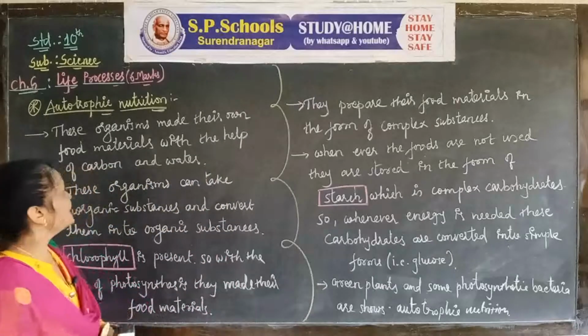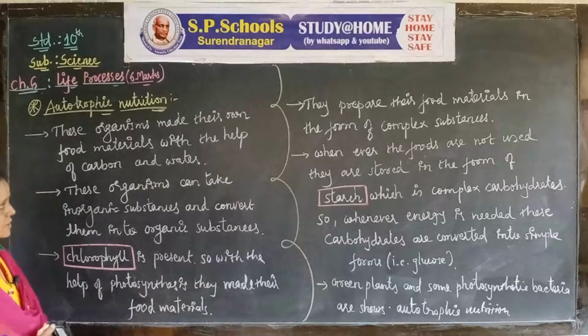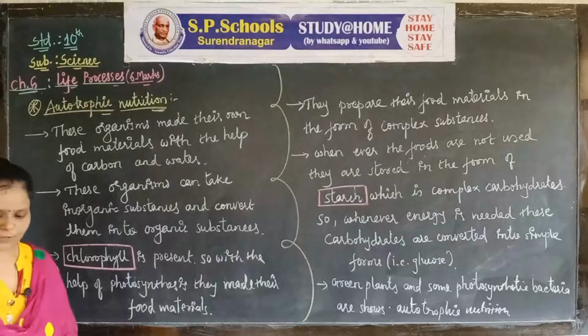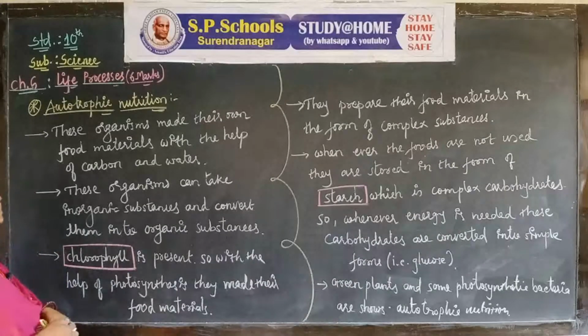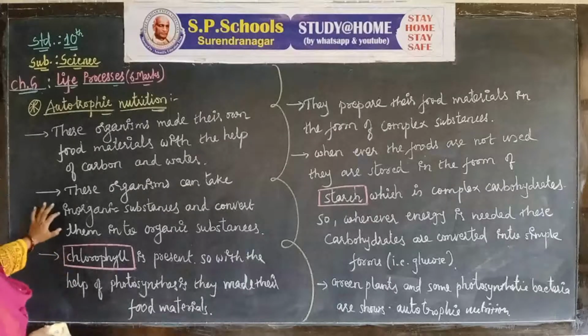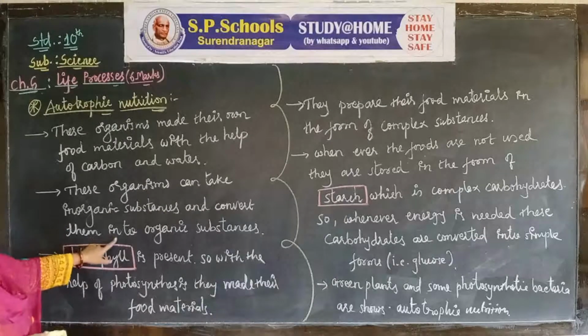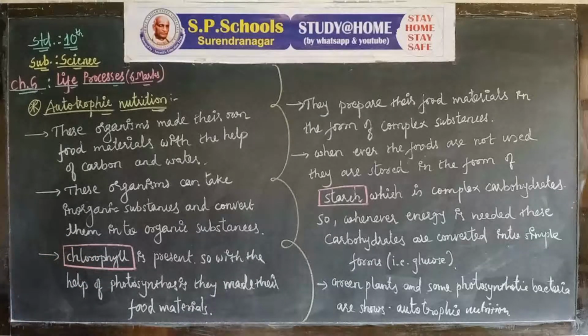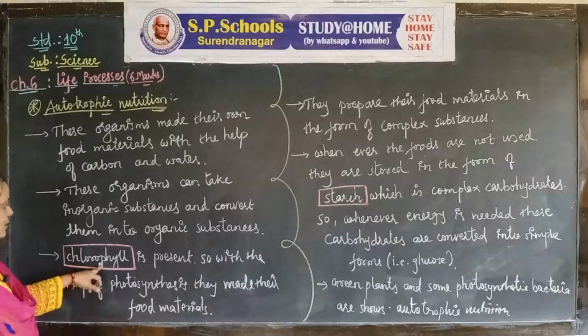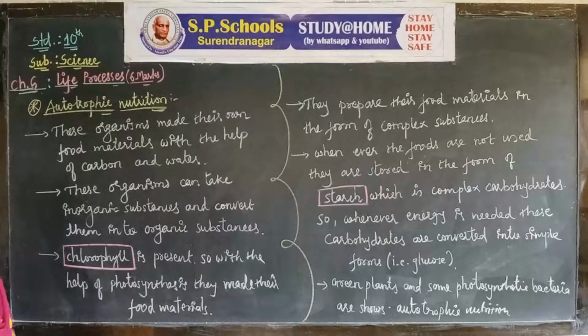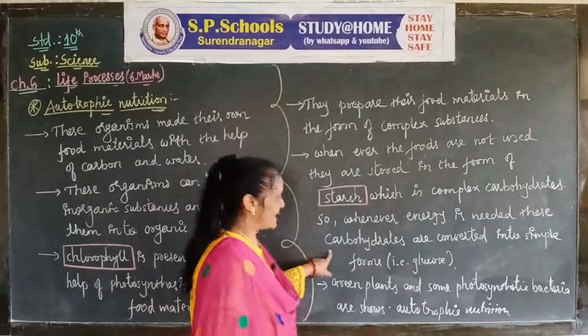So here the question arises, write a short note on autotrophic nutrition. First we give the definition for autotrophic nutrition, then we write the points. They can take inorganic substances and convert them into organic substances. One more thing is needed for this process, it is called chlorophyll. Chlorophyll is present in this type of organisms. So with the help of photosynthesis, chlorophyll and sunlight, they make their food materials in the form of complex substances, which are called complex carbohydrates.